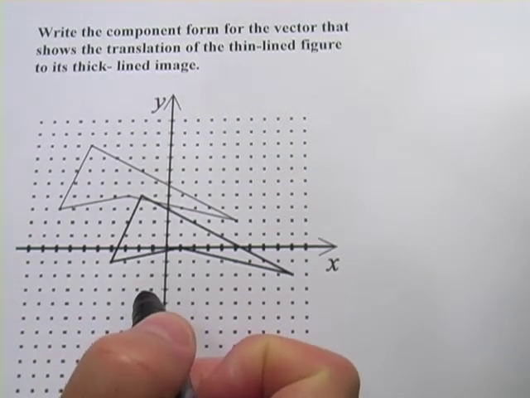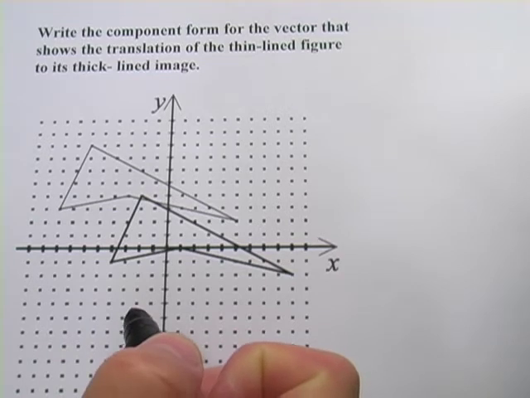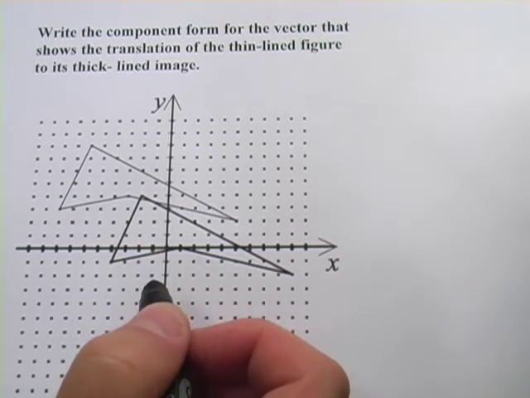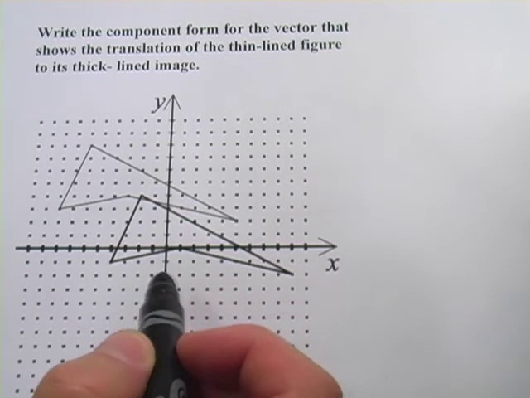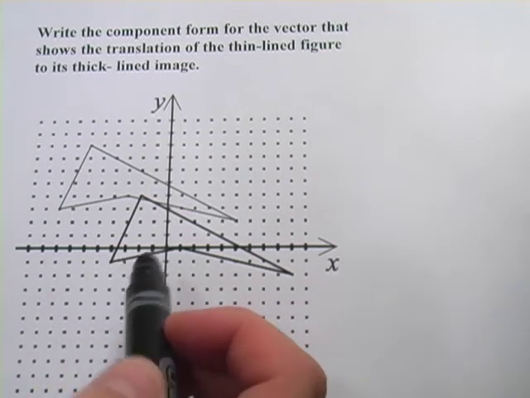In these problems, we're dealing with translations. And that's what happens when you move something. You slide it along. It can go left or right and up and down. Let's look at this first one.